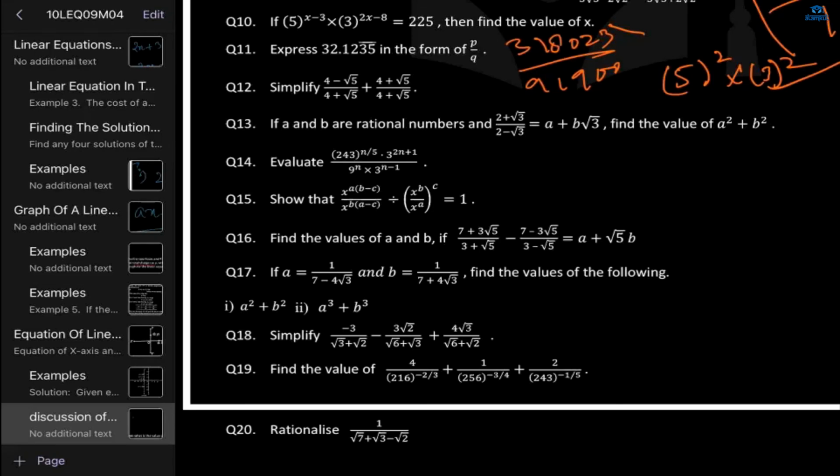Okay. On question number 13, the same way, you are going to rationalize the LHS and then compare the values. The value of A will be 7 and B will be 4. Got the same answer, it's right. Then you have to find the value of A square plus B square, so it will be 65.